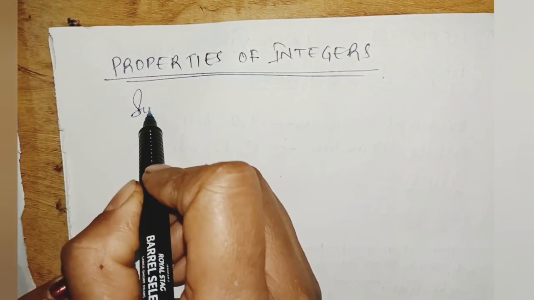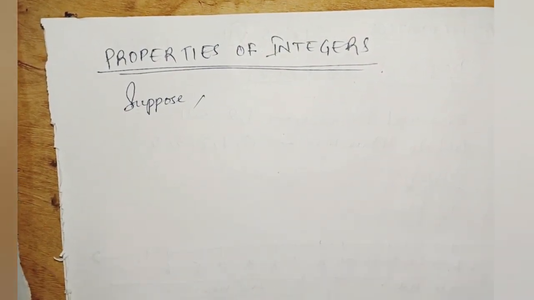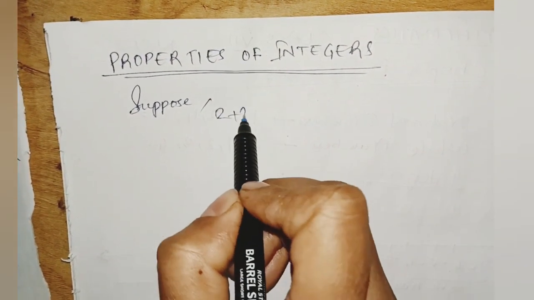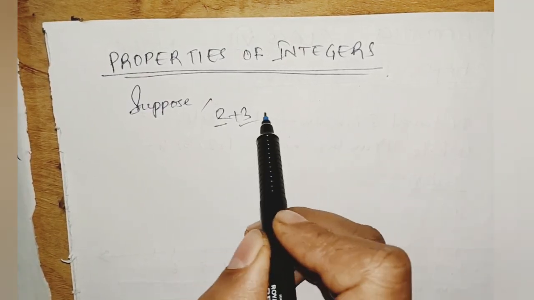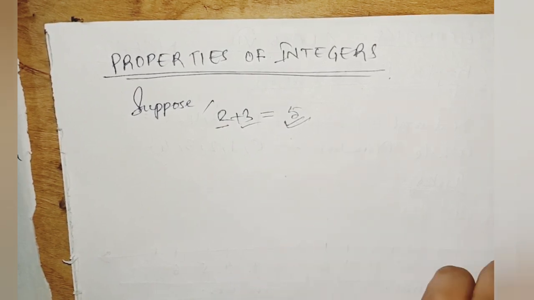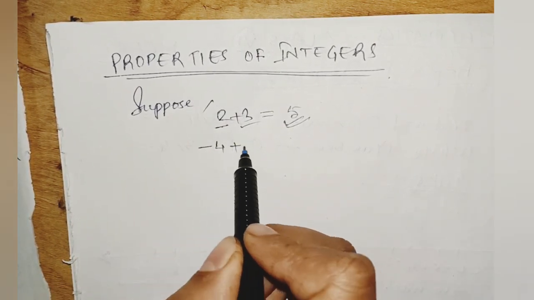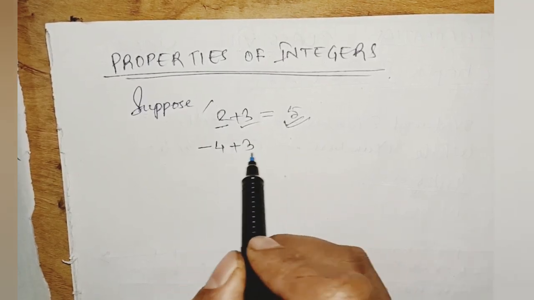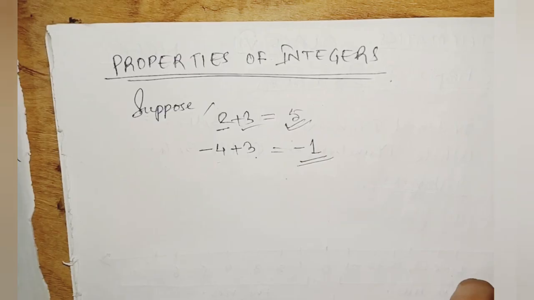Suppose we want to add two numbers, any numbers. Suppose 2 + 3. 2 is an integer and 3 is also an integer. Then what is the result? We will get 5, and 5 is also an integer. Next, suppose I take -4 and +3 and add these two integers. The result is -1, and -1 is also an integer, right?